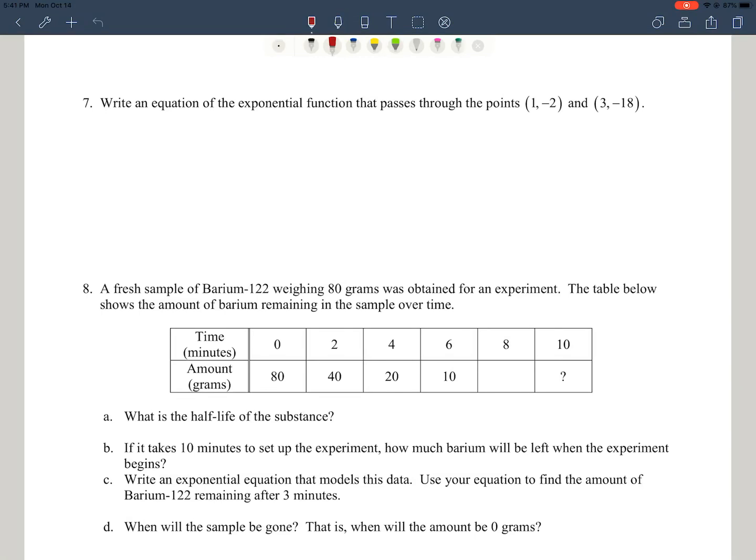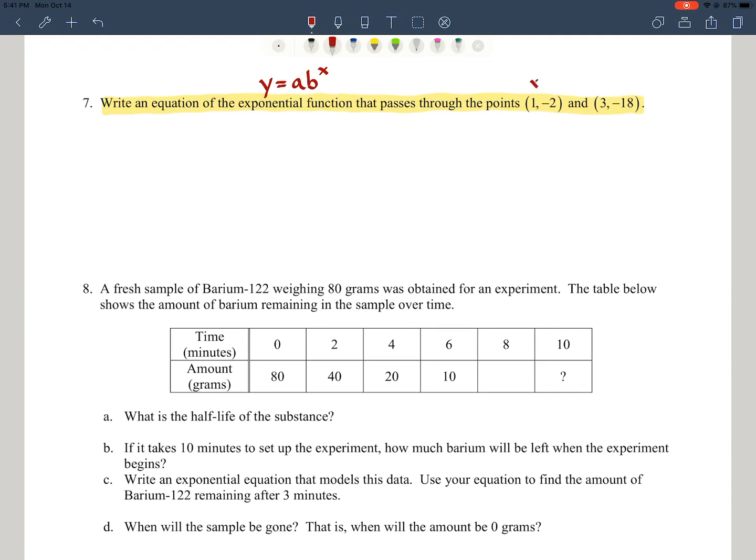Okay, problem number 7 from the Chapter 3 Quiz review. Write an equation of the exponential function that passes through the points (1, -2) and (3, -18). So by exponential function, we're talking about y is equal to a times b to the power of x. That's the form we're looking for.